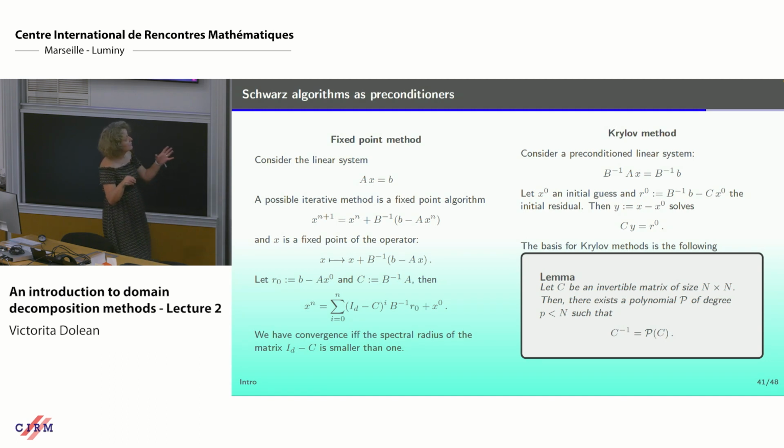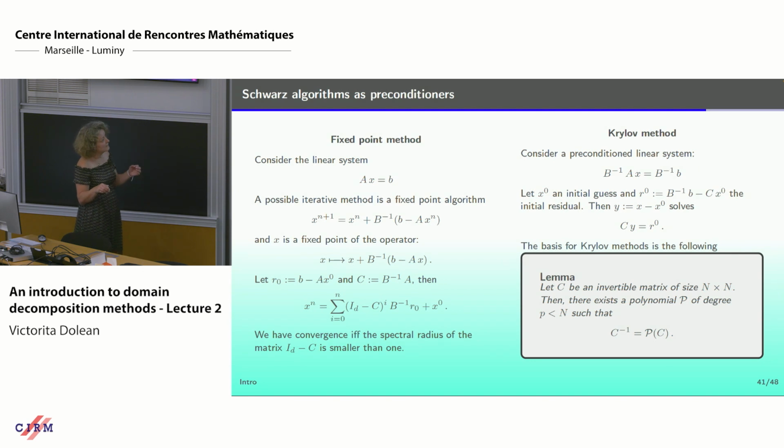Now, on the right-hand side, I will try to explain again with my hands what the Krylov method is, right? So again, you can see that this preconditioned fixed point iteration, in fact, is equivalent at convergence to solving this preconditioned linear system, B minus 1 A equal B minus 1 b, right? So again, you have this initial guess, you have initial residual, and here you have this initial error, right?